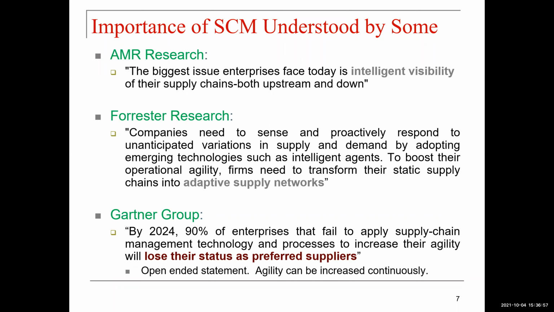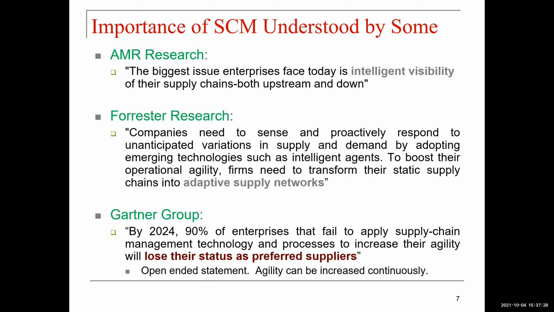The importance of supply chain management is understood by some. According to AMR Research, the biggest issue enterprises face today is intelligent visibility of their supply chain, both upstream and downstream. So having an understanding of how much is in production and manufacturing, how much is in inventory, and how much is in transport. Having that visibility is a major challenge.